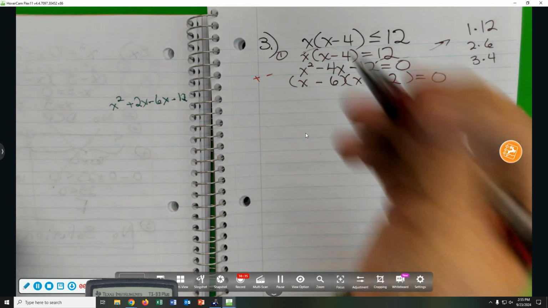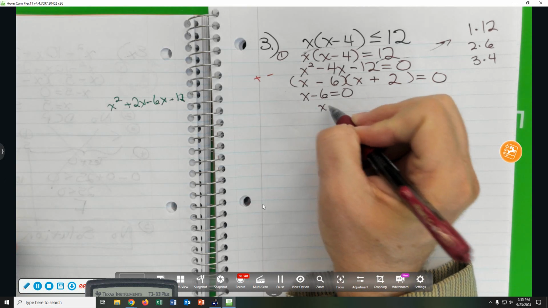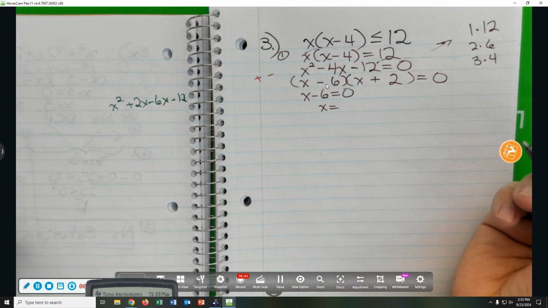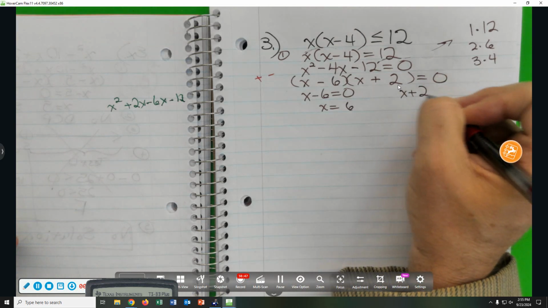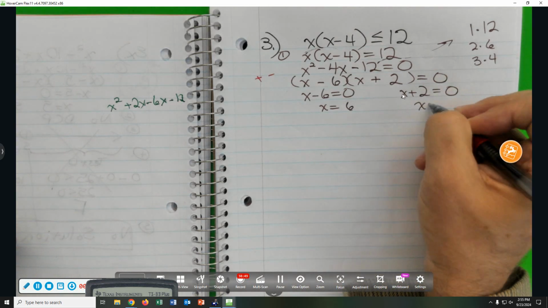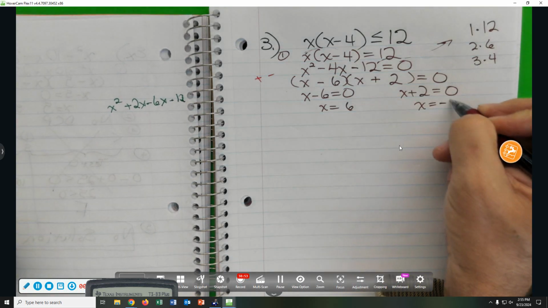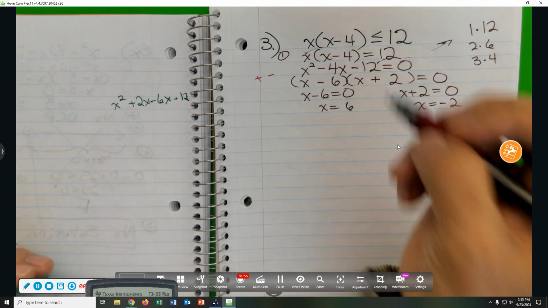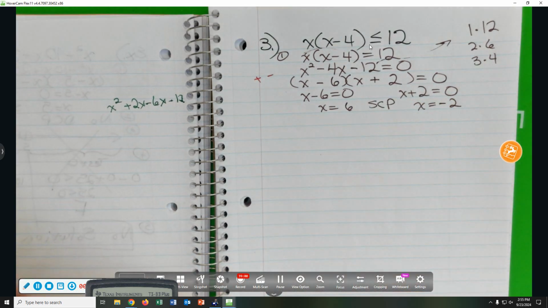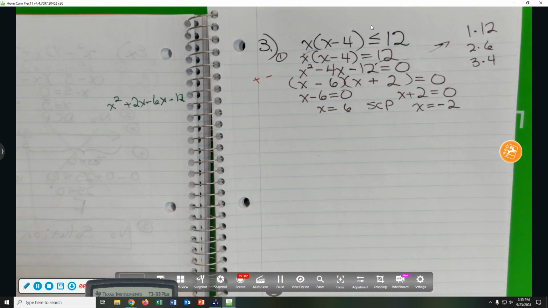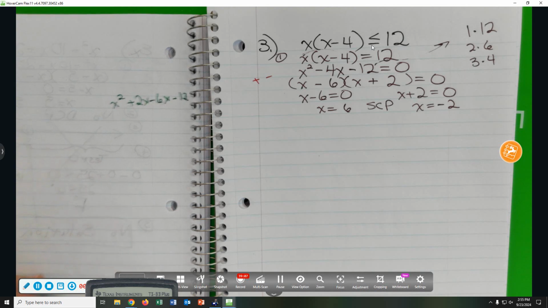Set each factor equal to 0. x minus 6 equals 0, means x must equal 6. Set x plus 2 equal to 0. That means that x needs to equal negative 2. And these are my solution cut points. How will I label those solution cut points? Negative 2, okay, I might label negative 2 and positive 6.